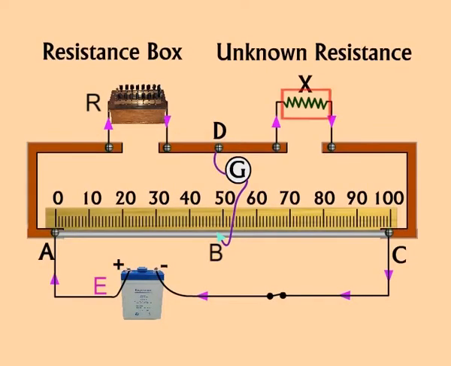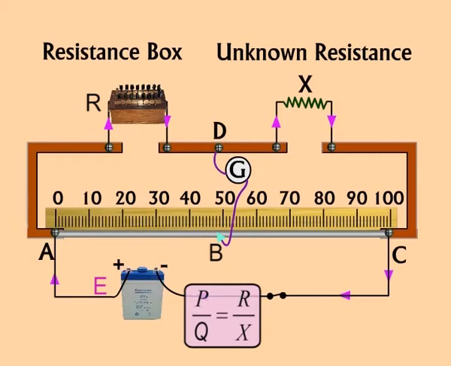Let an unknown resistance X be connected across the right-hand gap and a resistance box across the left-hand gap of the meter bridge. A secondary cell of EMF E and a galvanometer G are also connected across AC and BD respectively. Let the balance point be obtained at the position B on the wire. In the balanced condition, from the Wheatstone bridge principle, we have P upon Q equal to R upon X, where P and Q are the resistances of the portions AB and BC of the wire respectively.